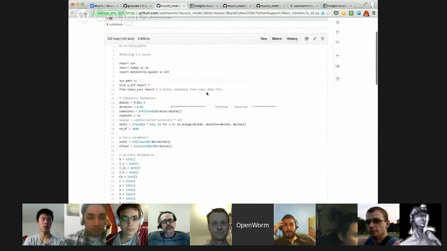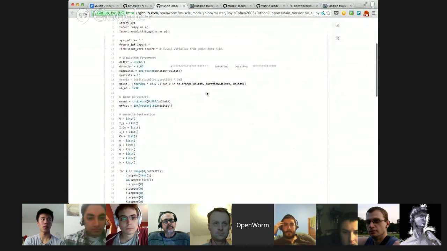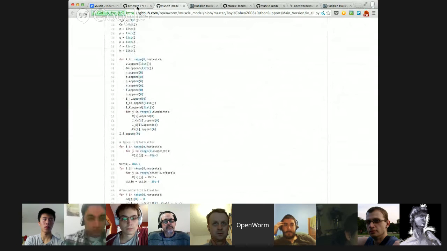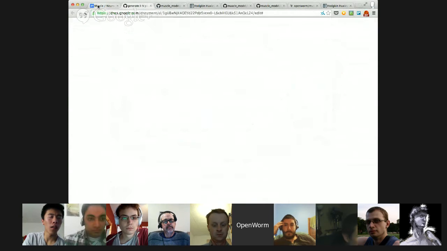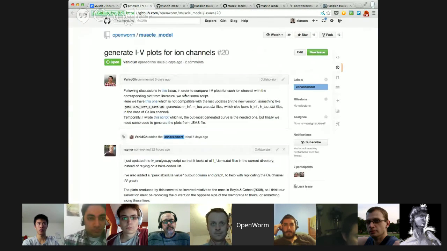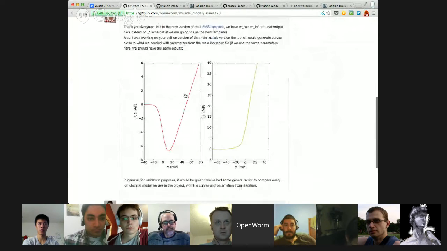A really awesome contribution as well, where he's basically taken the Python Hodgkin-Huxley.py, modified it, and plugged in this muscle model code and tried to generate the IV plot itself. The other version is coming from work that Rainer's been doing, which is not just ivanalyze.py, but actually a couple of things. Let me first explain what an IV plot is.